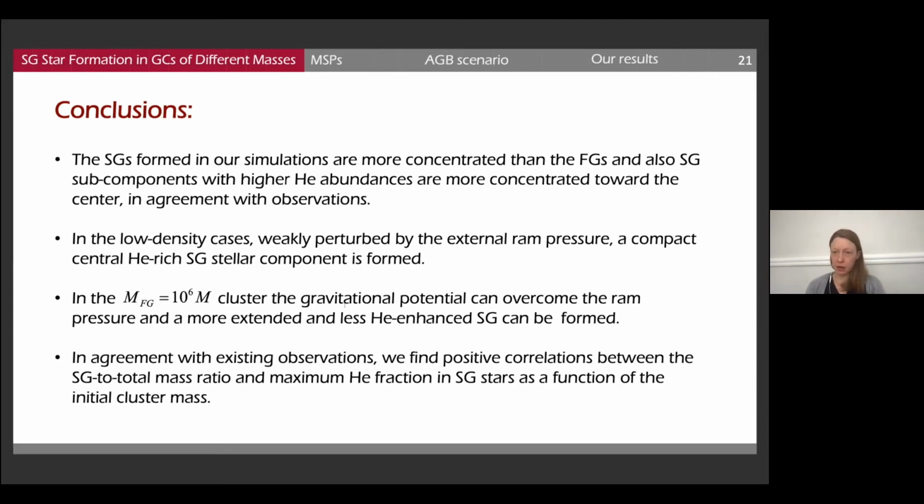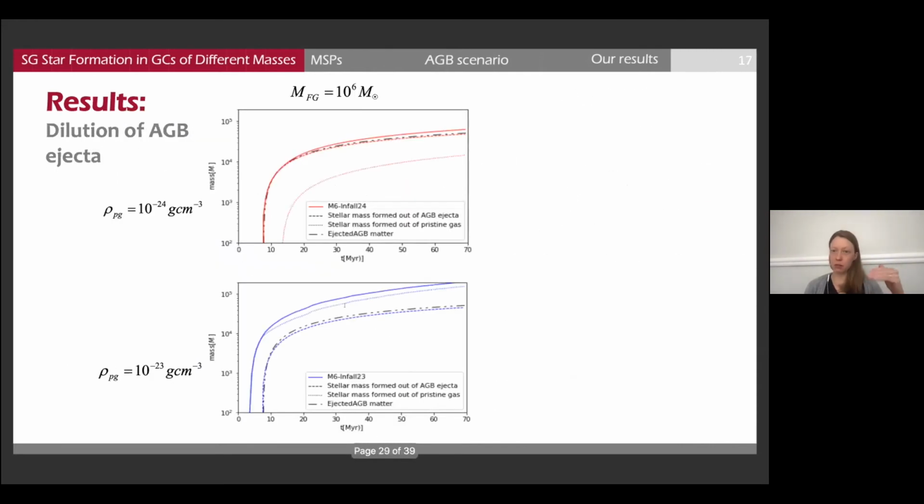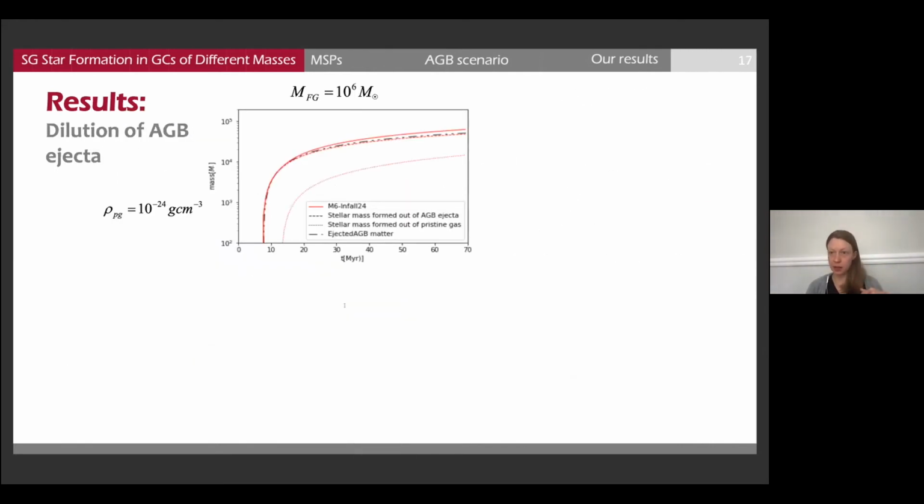So you earlier showed some simulations that had various different background densities, right? And you showed that for the different cluster masses, you had different relations on pristine gas versus recycled gas. You said it depends on the background density, but does that also depend on what you assume about the cluster itself?